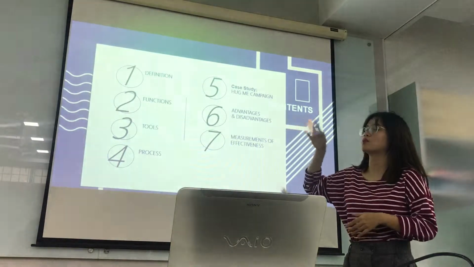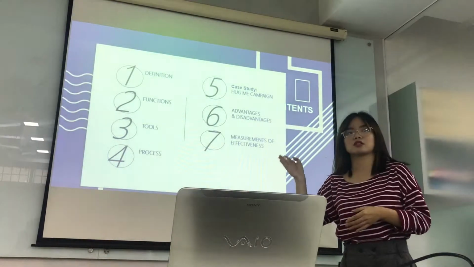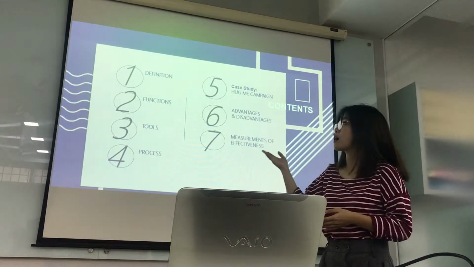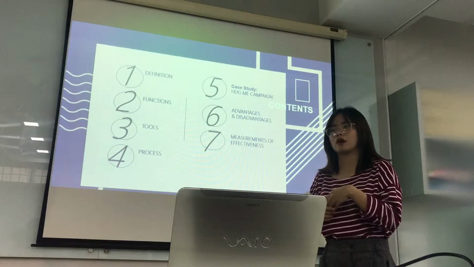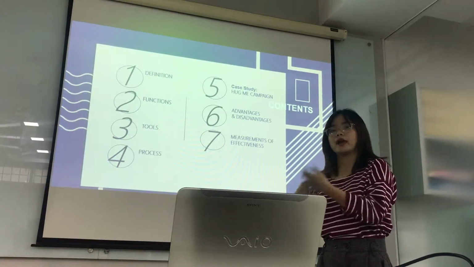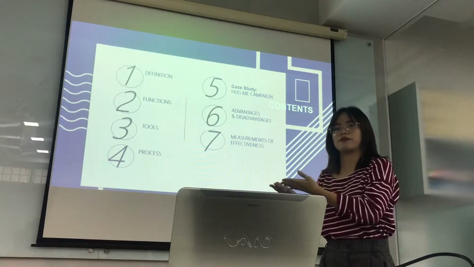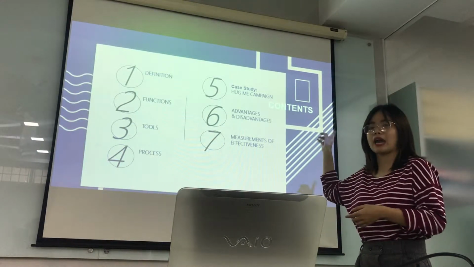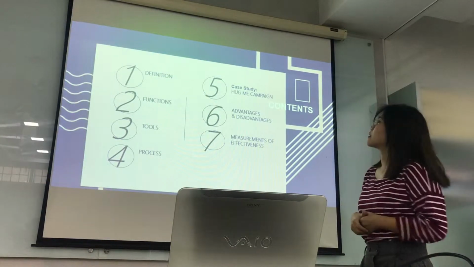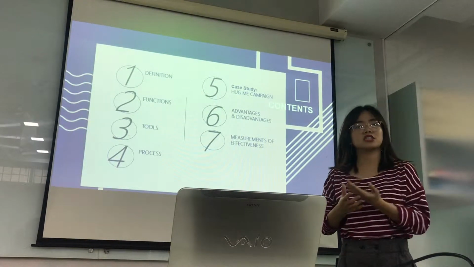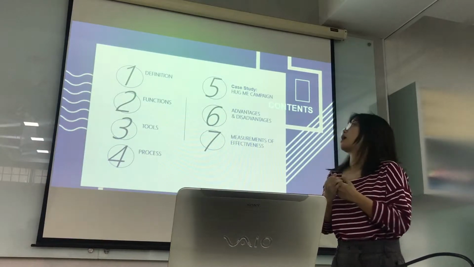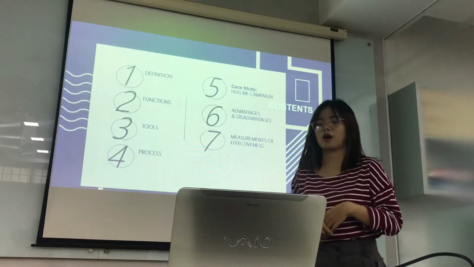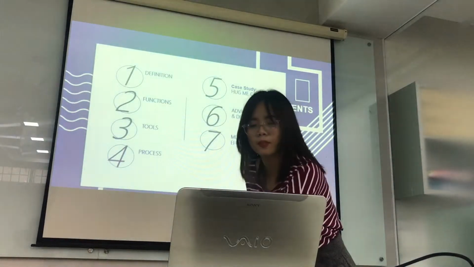So first we'll go into the definition of public relations, also known as PR, and then we'll go into the functions of PR and the tools that a brand can use to PR themselves, and then the process of any PR program, and the case study, the Help Me campaign of Coca-Cola, and then we'll have a look at the advantages and disadvantages of PR, and then how to measure the effectiveness of a particular PR program.